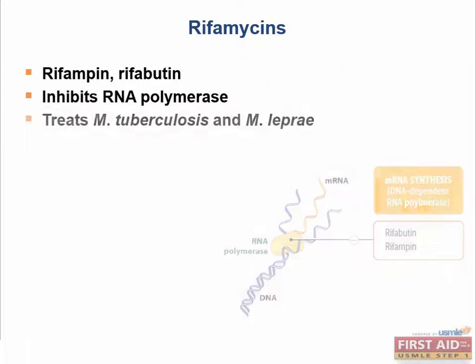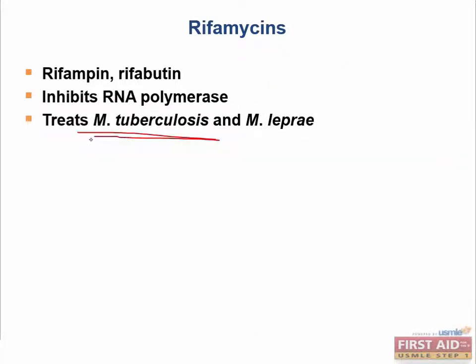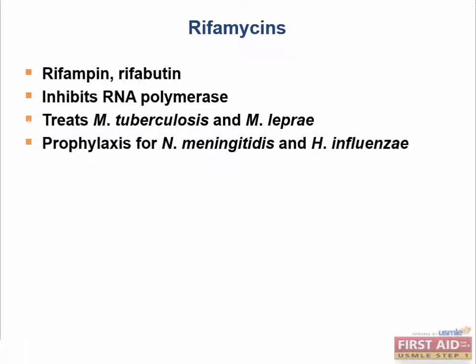It is used primarily to treat Mycobacterium tuberculosis as part of the RIPE therapy. It is also used to treat Mycobacterium leprae when it's combined with dapsone. Rifampin is rarely used by itself when treating Mycobacterium because the RNA polymerase can mutate rapidly and make the rifampin ineffective. The only times it is used as a monotherapy is for prophylaxis against Neisseria meningitidis and Haemophilus influenzae in children.